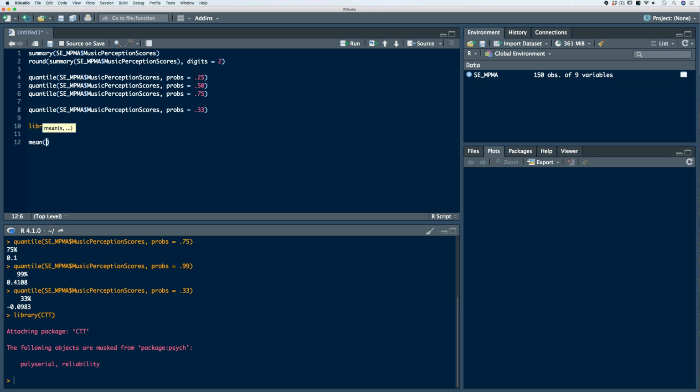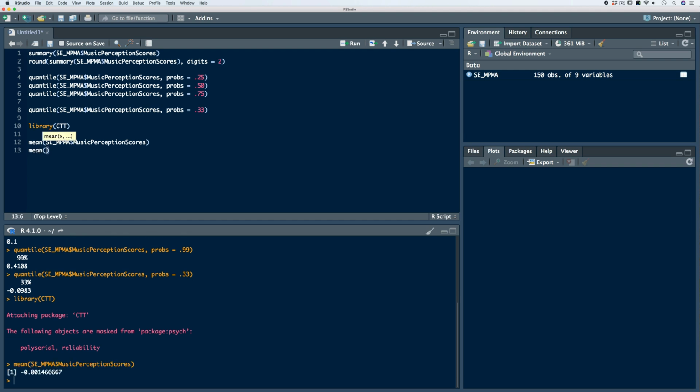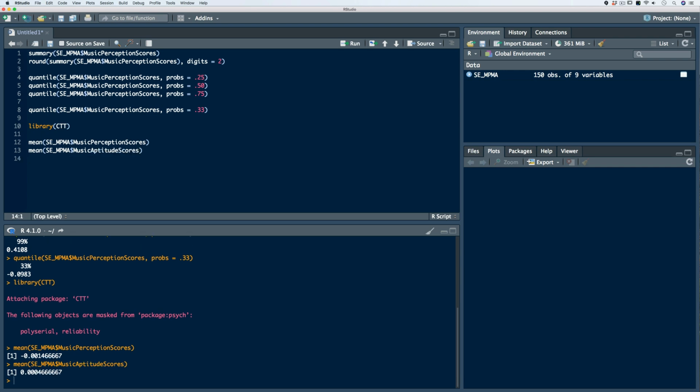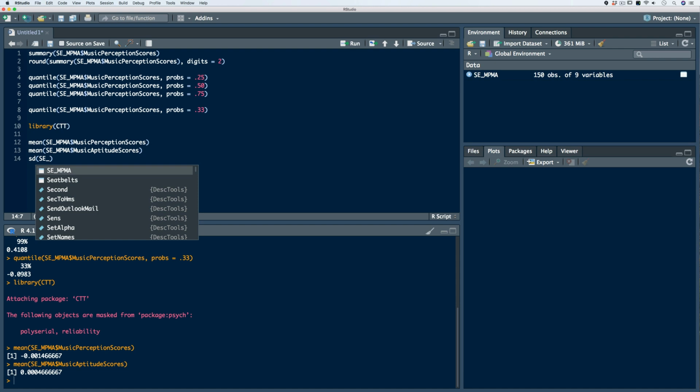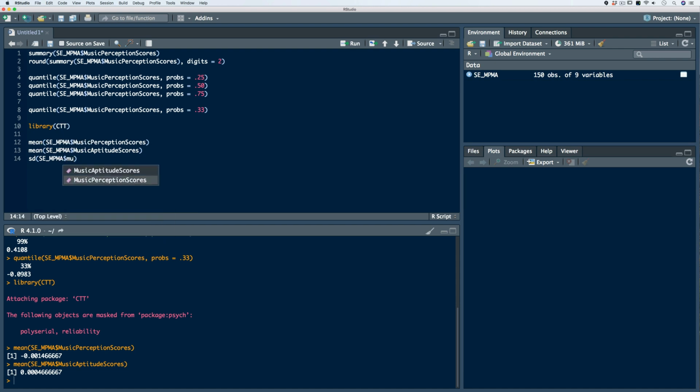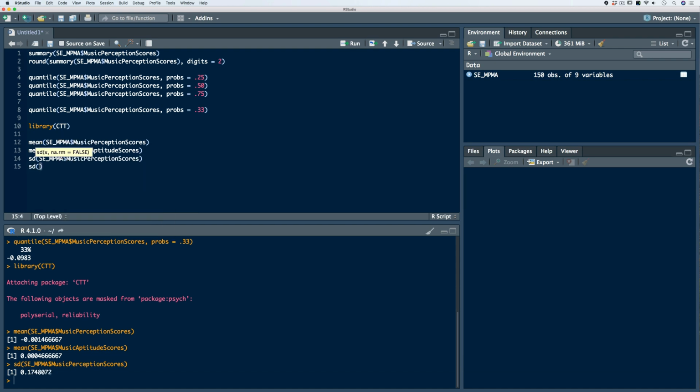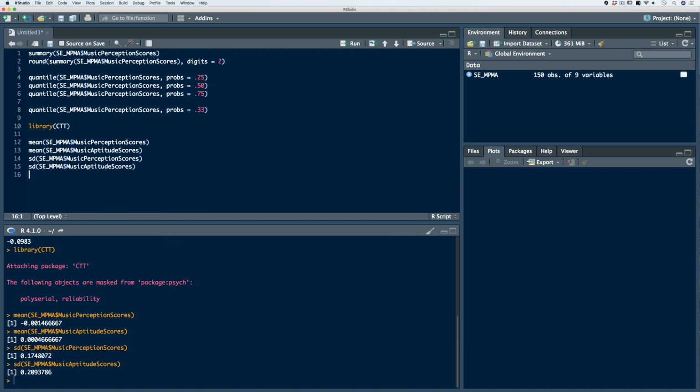If we take a look at the mean of our music perception scores variable and compare it to the mean of our music aptitude scores, we see that it's a different mean. Now if we take a look at the standard deviation of our music perception scores and compare it to the standard deviation of our music aptitude scores, we see that there's a different standard deviation. So because they have different means and different standard deviations, we cannot meaningfully compare these two variables.